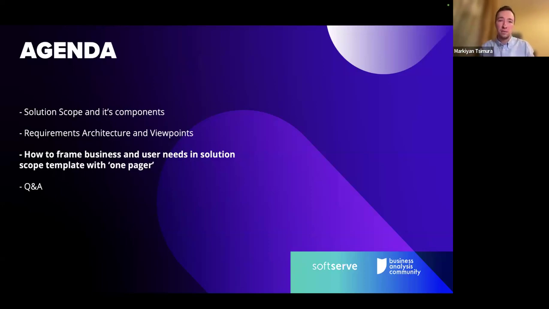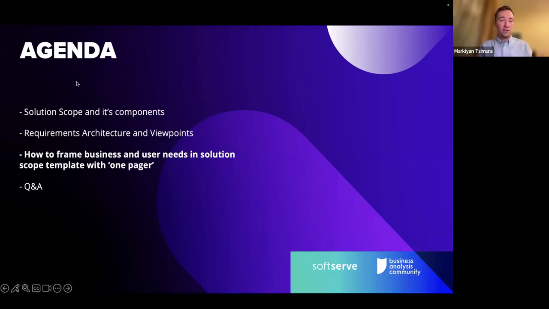Before we start, please put plus signs or whatever signs you can imagine into the chat if you usually prepare solution scope on your projects, and if you don't, just put minuses. We would like to know the context better, how deeply we should go into the details. Okay, we have a lot of pluses, some minuses. Good. Maybe I'll not go so much into the theoretical details, but we'll try to balance both and adjust our presentation on the go.